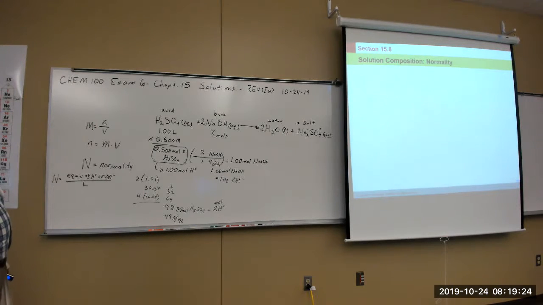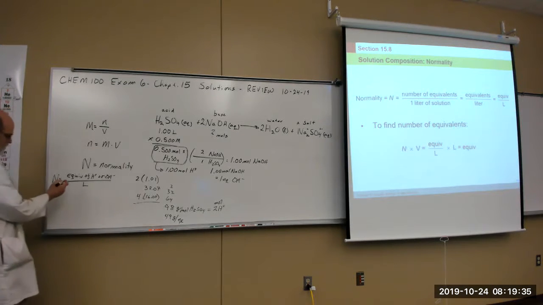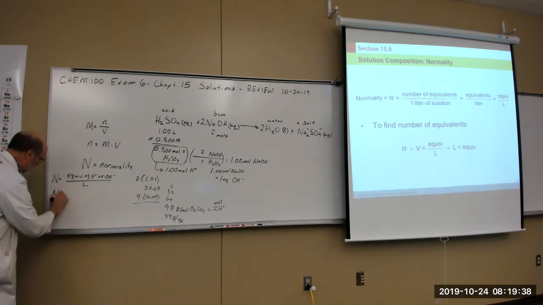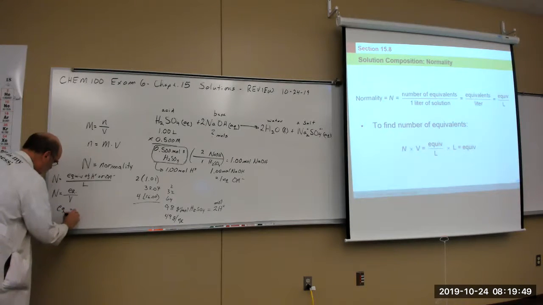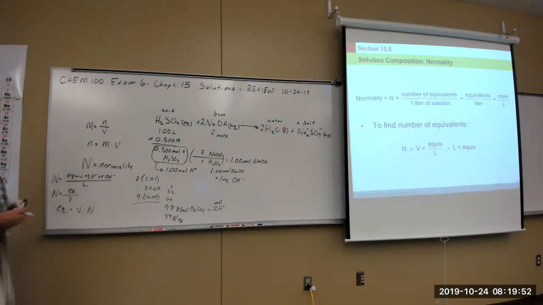Let's see. So here's our normality. Equivalents per liter is the definition. And it's just like any equation. Rather than N, which is moles, we'll say EQs for equivalents per volume. So if you need to know the number of equivalents you're dealing with, you just need the volume times the normality, and that'll give you the equivalents. Like any equation, you can solve for your unknown. And here we have the normality times the volume equals the number of equivalents.